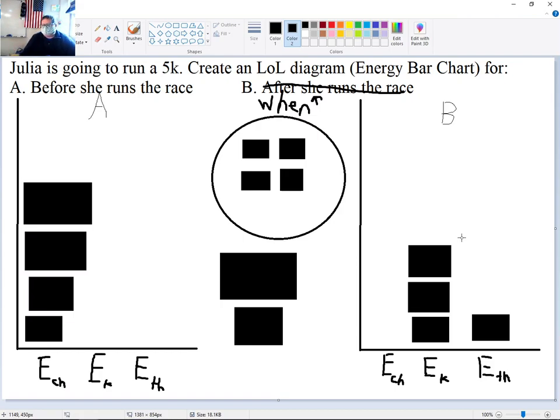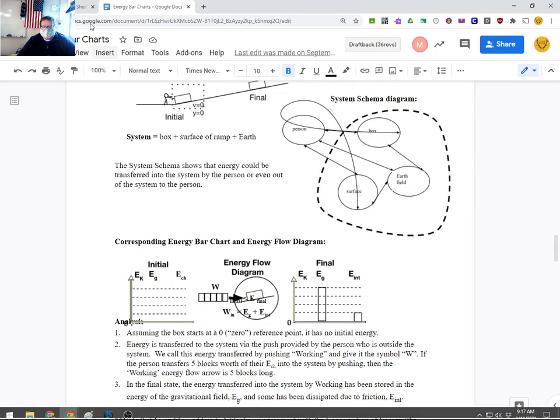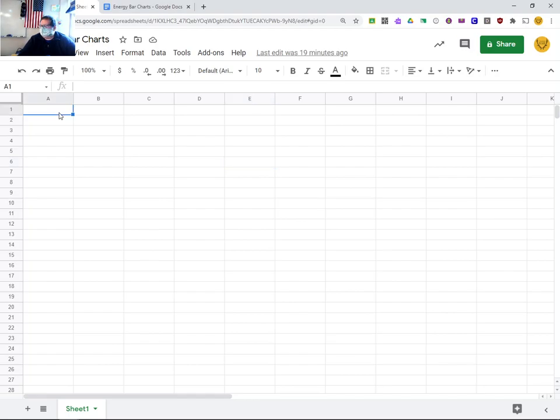Okay, now obviously this year we're doing things digitally. So how can I translate this digitally? Well, what I can do is open Google Sheets. You can open your own Google Sheet. Again, just go to your drive and start a new sheet. We're going to make a bar graph. You have two options. You can make two individual bar graphs, or what I would prefer is to make one bar graph total. So for that last one, we had E_CH, E_kinetic, E_thermal.